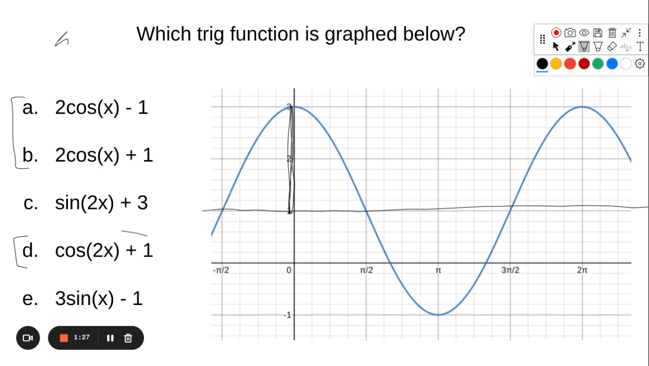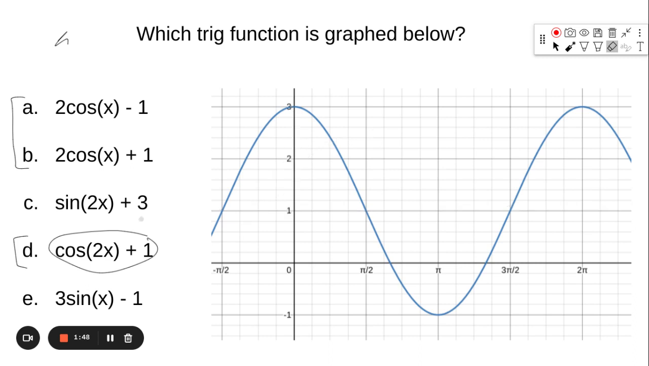Now, if you remember cosine of 2x down here, what that does is it horizontally compresses the function. So it would be a much tighter wave. It would look something like that, where it would be a much tighter looking wave. Anyway, that's not what's going on here. It's not D.